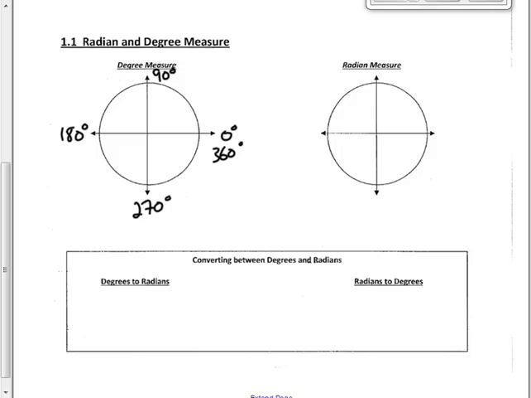Okay. Now in radian measures, we're going to measure the same exact places around the circle, except that we're going to start off with 0 radians. And notice that I didn't put the little degree mark, so if there is no degree mark, it's assumed that that's in radians. Okay, so this is 0 radians, and then radians are measured as a multiple of pi.